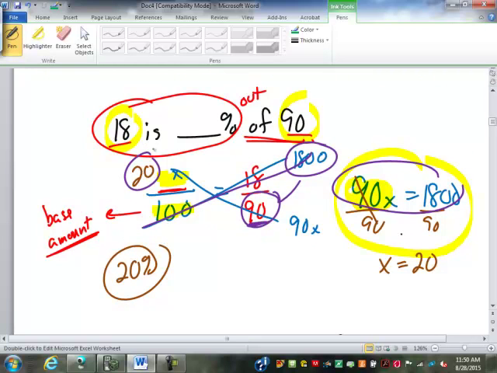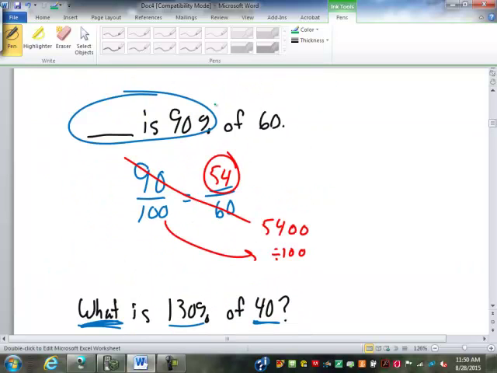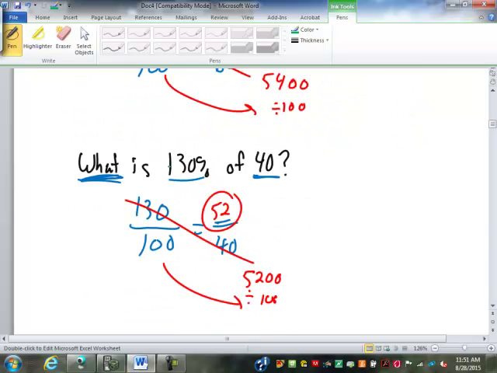So if I was asked, let's start with this one. Blank is 90% of 60. The way we would have done that is we take our percent, 90%, we turn it into a decimal, which would be 0.9. And in this case, we'd do 60 times 0.9 would give us 54. There's our answer. Seems pretty simple, doesn't it? Or down here, 130% becomes 1.3. We take the 40 times 1.3 gives us 52. Well, that method almost seems easier, but there's a reason why I didn't show you that first.